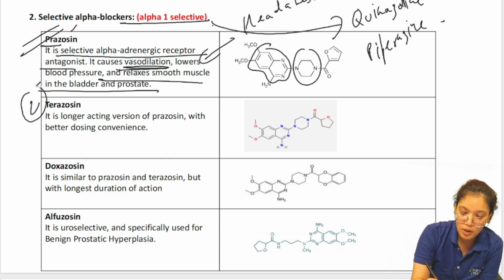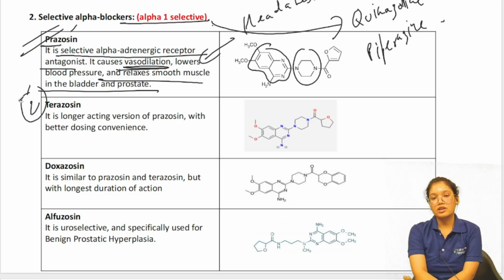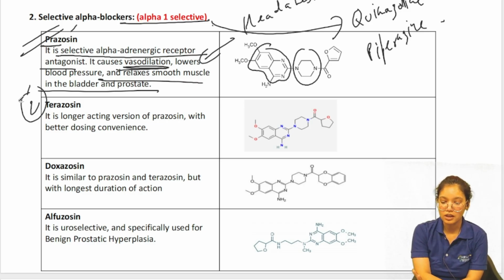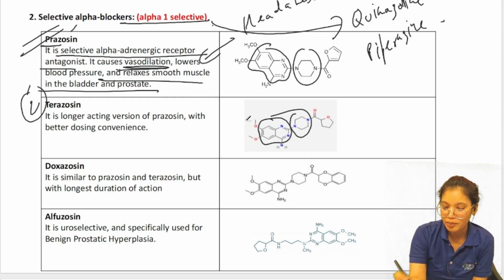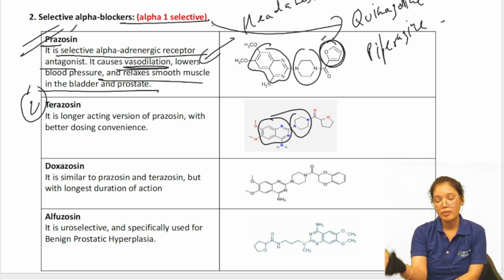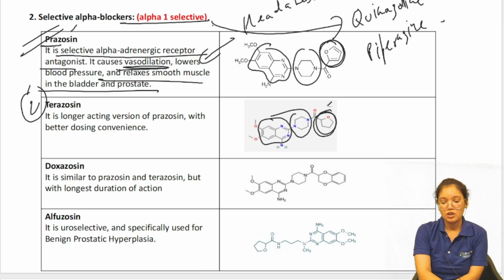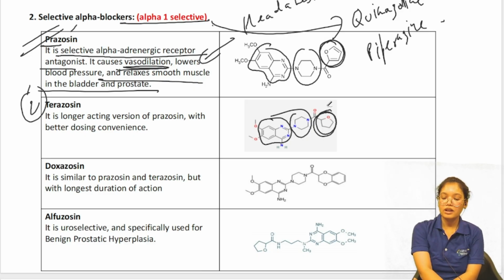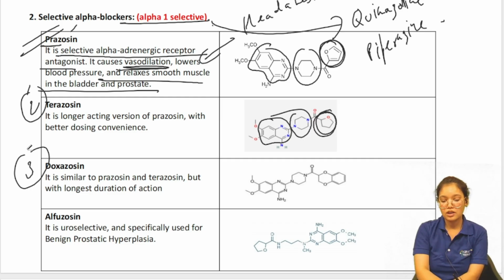Now talking about the second alpha 1 selective blocker, that is terazosin. Its structure is almost similar to prazosin. Just like here we have a quinazolin ring and here a piperazine, the difference is here: this is an aromatic ring, and here the aromaticity is not there. This is the saturated ring. Terazosin has better dosing convenience than prazosin. It is a longer acting drug than prazosin. Now third is doxazosin.